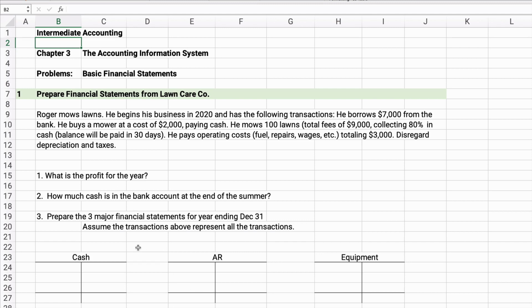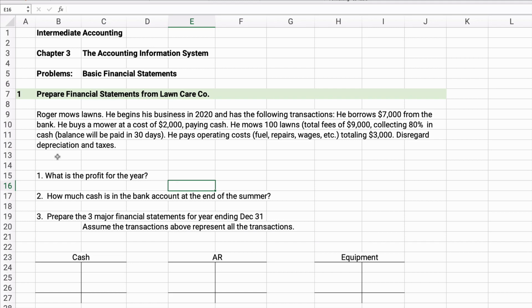We've got 4 problems today, and we're going to first prepare financial statements for a company just with a little paragraph. So this is one of the basic, simplest little things we can do. All right, Roger mows lawns. He begins his business in 2020 and has the following transactions.